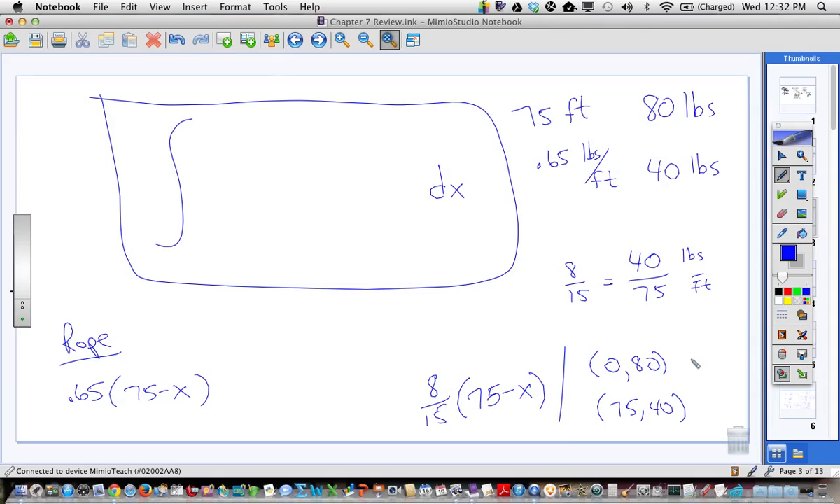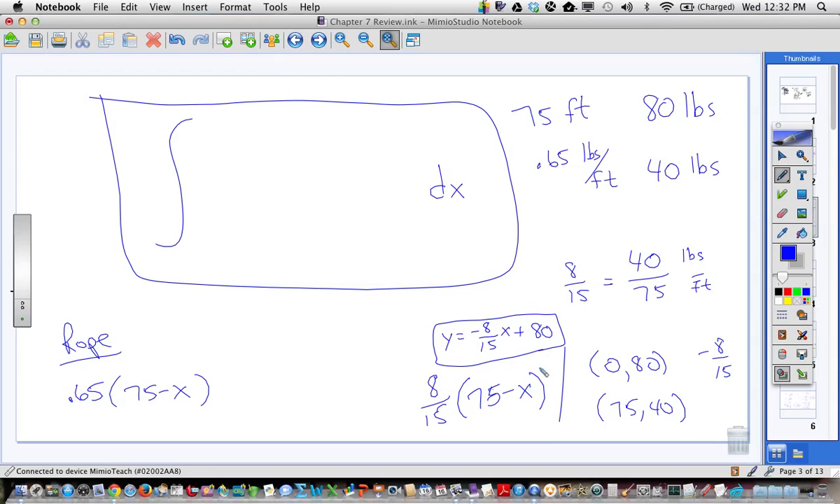When you do your slope there, it comes up to negative 8/15. So I said that you could write that as just an equation. You could write that as negative 8/15 x plus the pounds you started with, which is 80. So your equation could be that. Okay? So that is the pounds.